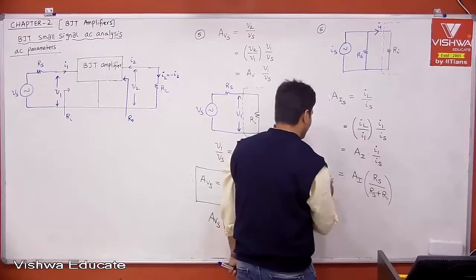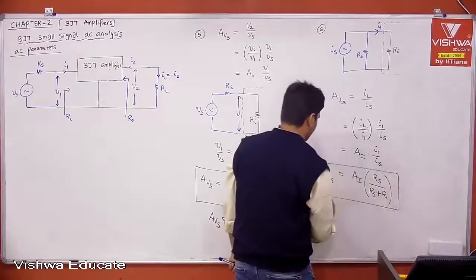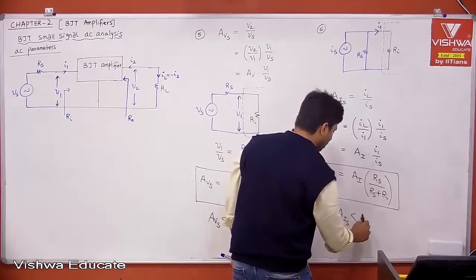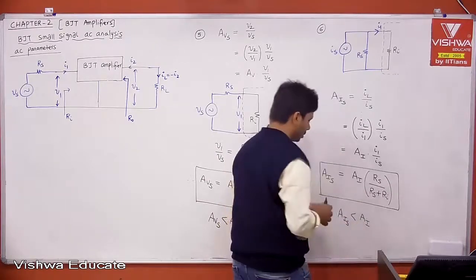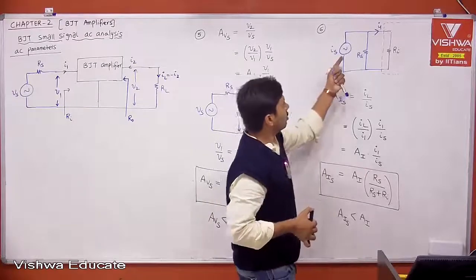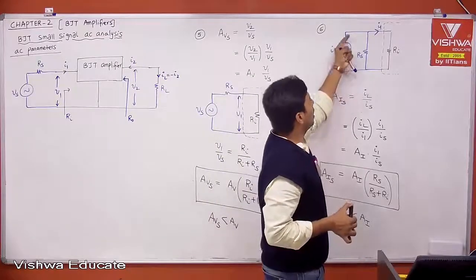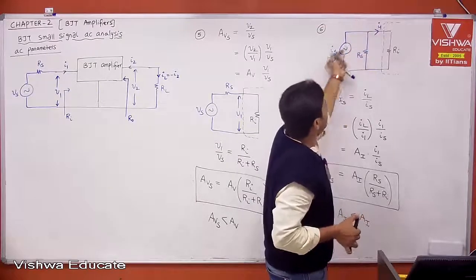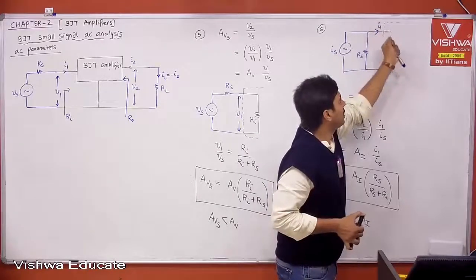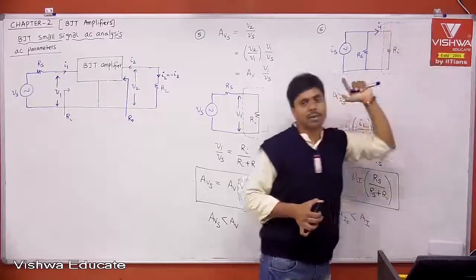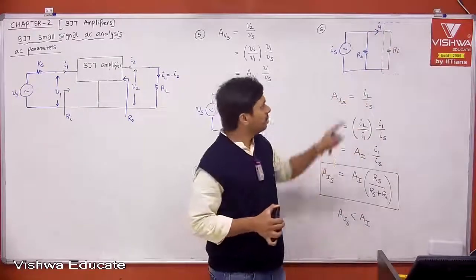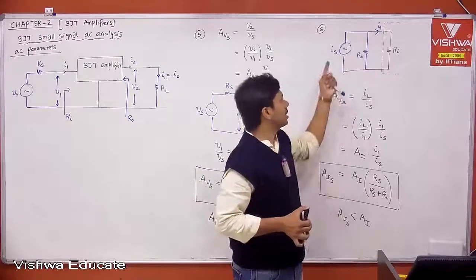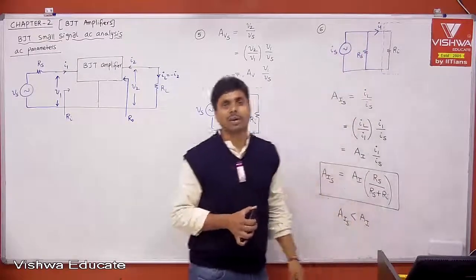Therefore, what is your observation? Here also your current gain AIS is less than AI. Obviously, because whatever current you get from your practical current source IS, part of the current is going through Rs. Only part of IS is entering your amplifier, which amplifies the current entering the amplifier and provides it to the load. Therefore, because of this Rs-Ri combination, part of the current flows through Rs and only part of the current enters your amplifier.